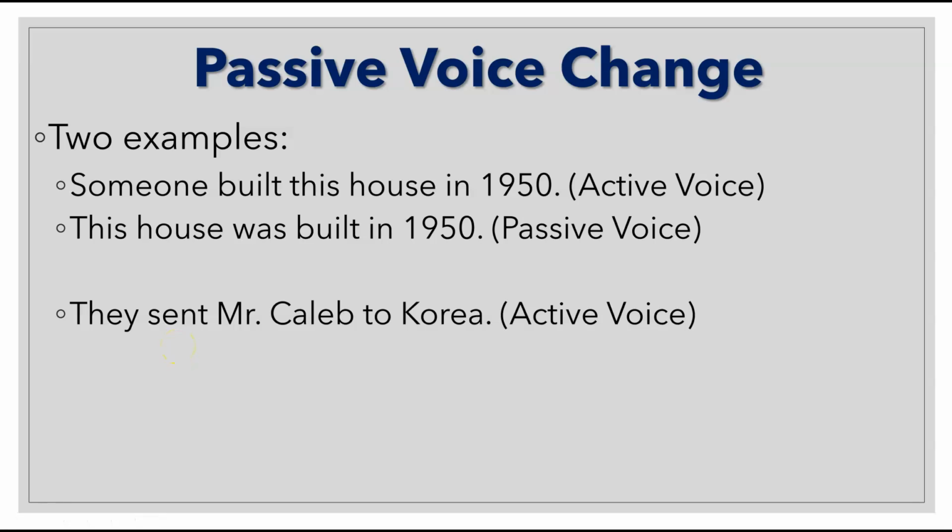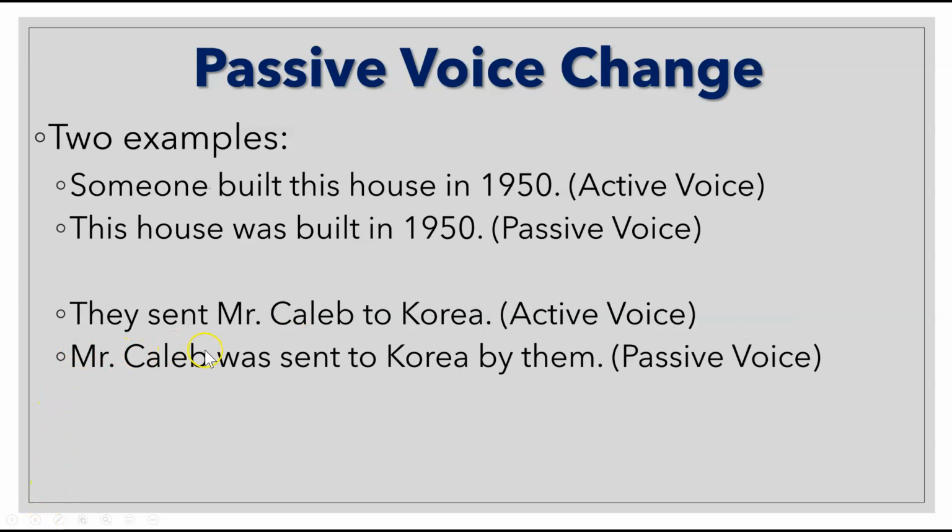Who is being sent, or what is being sent? Well, Mr. Caleb. So our new sentence will be, Mr. Caleb was sent, so our helping verb, sent, to Korea by them. In this sentence, we had to change they to them because you can't say by they. No, you have to change it to by them. So this is what I'm talking about when I'm saying you have to adapt the verbs and the subjects to agree. You have to have subject-verb agreement.